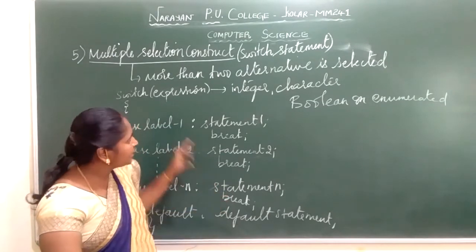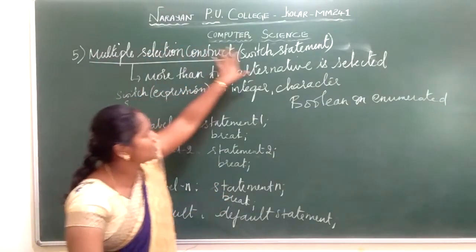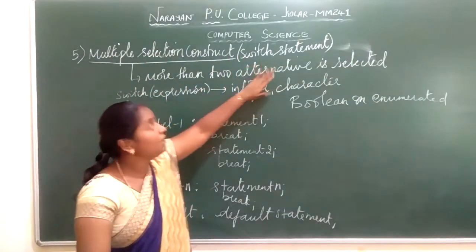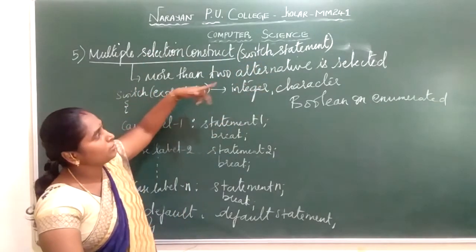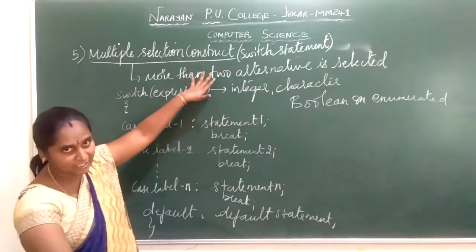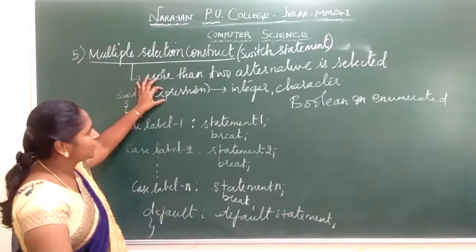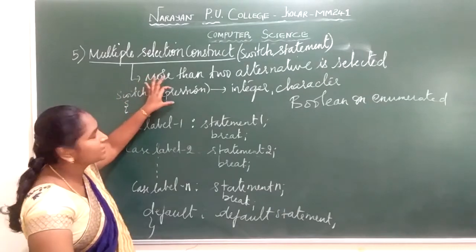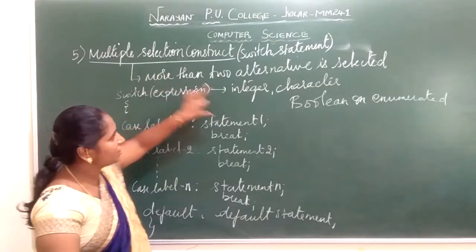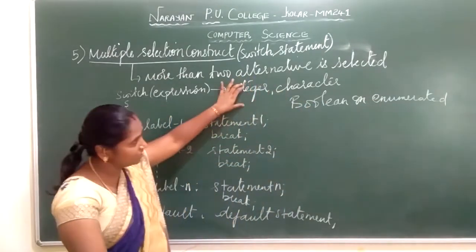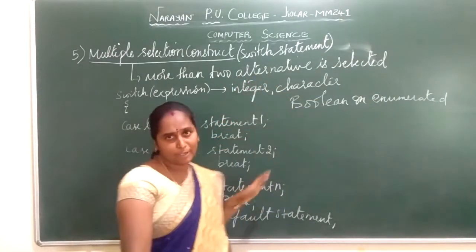So this is nothing but the syntax used in your multiple selection construct. The multiple selection construct is also called a switch statement. When you want to select from more than two alternatives, you go for the multiple selection statement. What is the general form of the syntax? Here it is switch expression. Switch is a keyword, and expression is the value of the expression. This expression can be an integer, character, boolean or enumerated data types. You are going to study what is integer, character or boolean in upcoming classes.